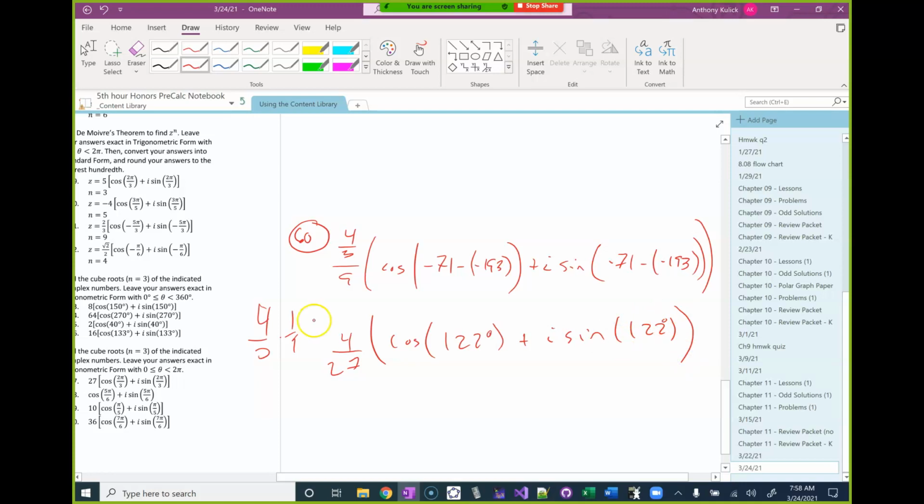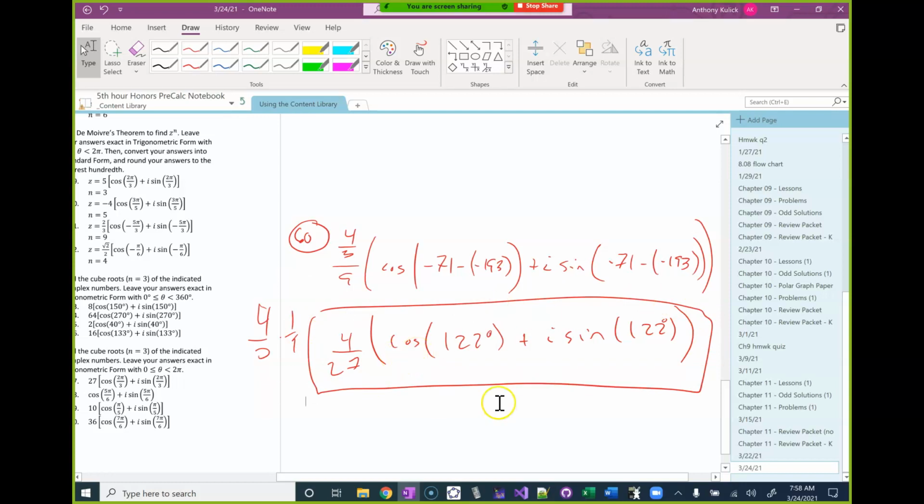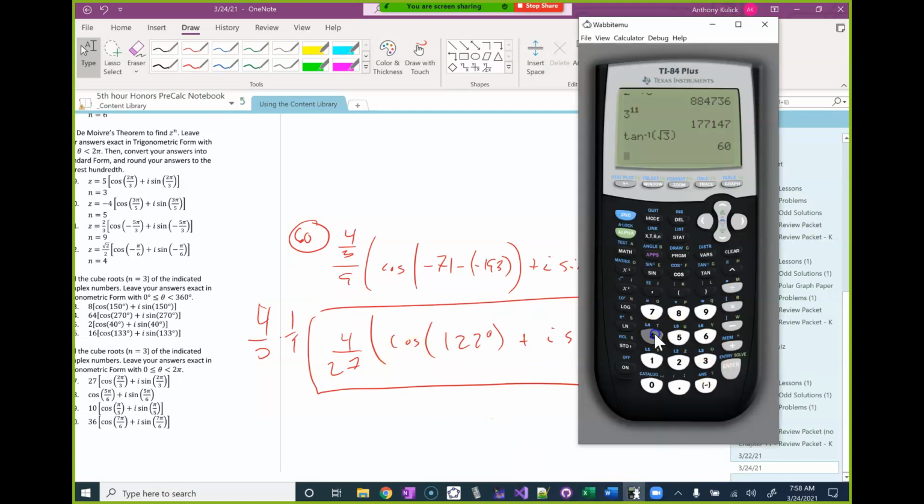So since it asked for trigonometric form, this is the way you'd leave your answer. If it asked for it in standard form, you would type into your calculator 4 divided by 27 times cosine of 122 to get the answer for that, and then the same thing for sine. And you'd write -0.078 plus 0.126i if I asked for it in standard form. Okay.